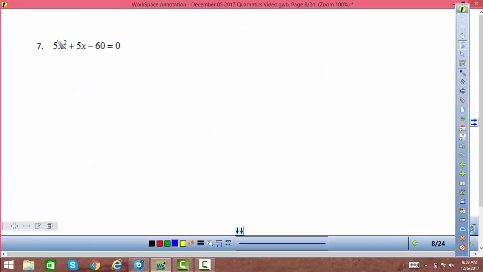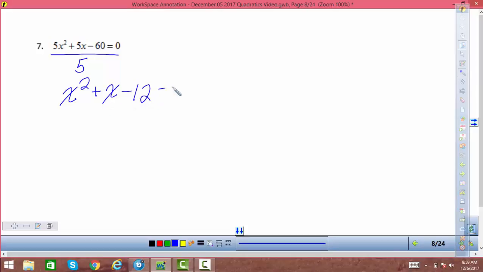So here, my lead coefficient is 5. I check to see if I can divide through by 5, and in this case I can. So I get x squared plus x minus 12 equals 0.